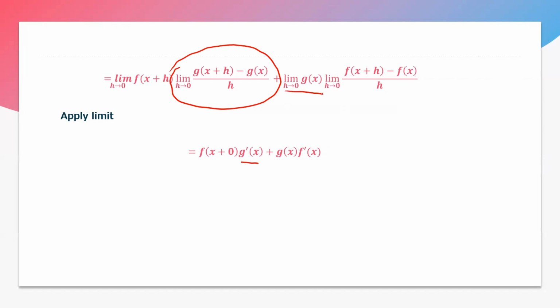Again, in this product, we don't have h, so we can remove the limit and write g of x as it is. And this is the derivative of f of x. So limit h tends to 0, f of x plus h minus f of x by h is equal to f dash of x. So f of x plus 0 is nothing but f of x. So p dash of x is equal to f of x into g dash of x plus g of x into f dash of x. So this is the product rule from first principle.